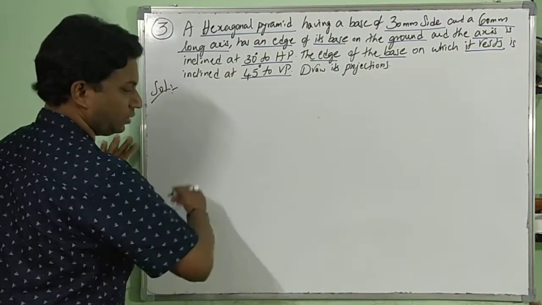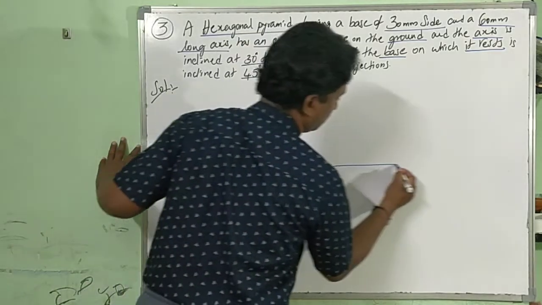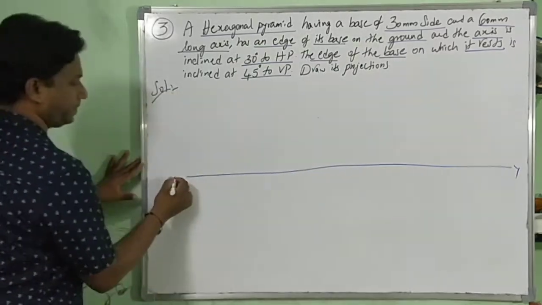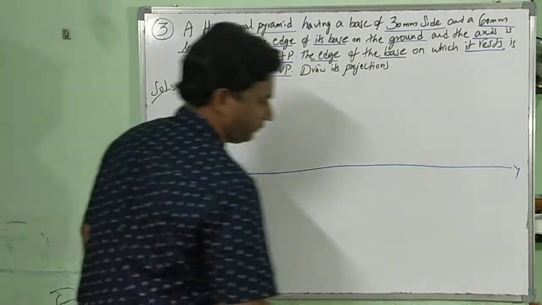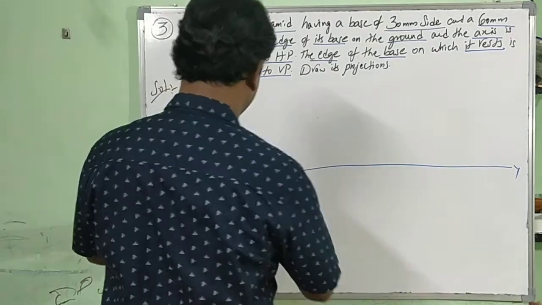As usual, let me draw the XY line. Top view, hexagon shape, hexagonal pyramid.